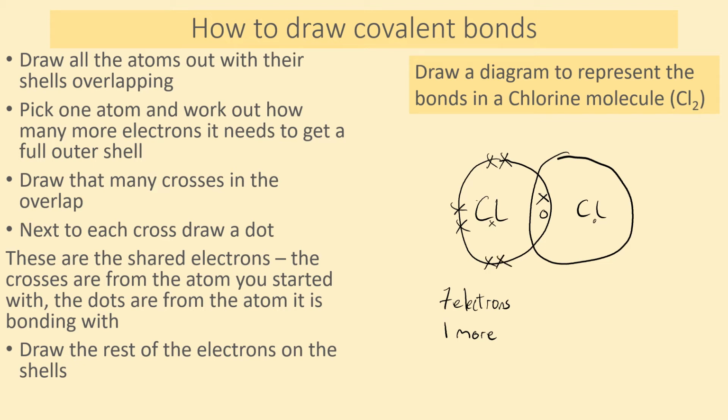Again, it's chlorine. I've drawn 1 dot, so I need to do 6 more. 1, 2, 3, 4, 5, 6. I'm just going to check that they've all got 8 electrons in there. So I've got 1, 2, 3, 4, 5, 6, 7, and this shared one, 8. Other one, 1, 2, 3, 4, 5, 6, 7, and my shared one makes 8. So I have 1 covalent bond.